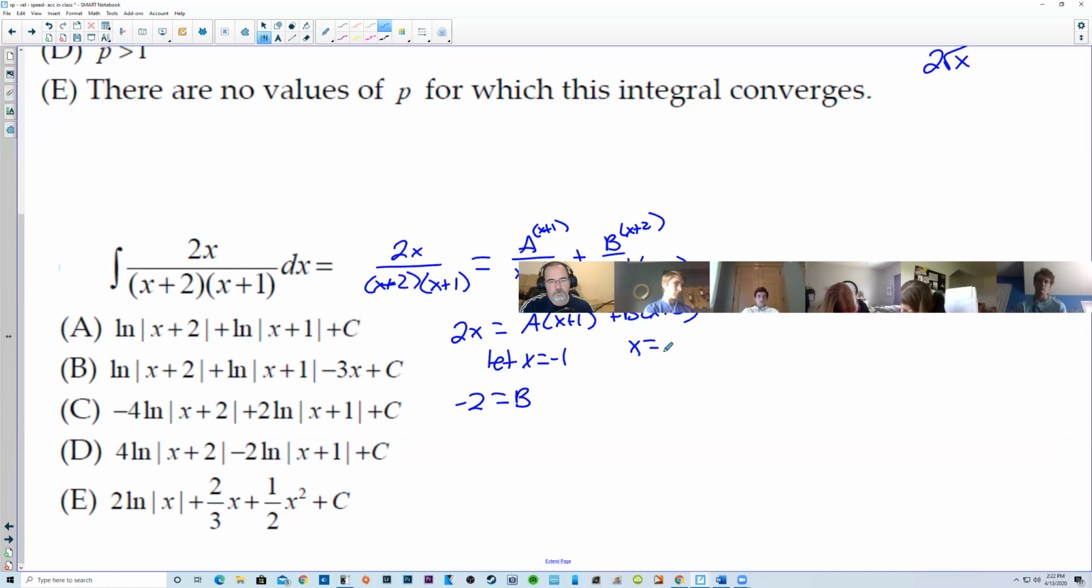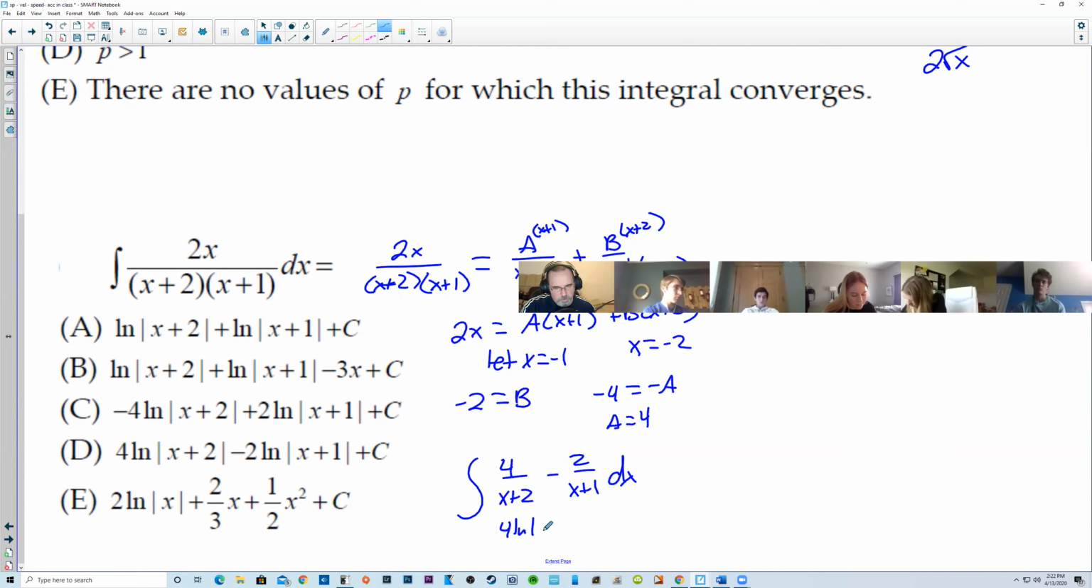And we're going to let x equal negative 2. So negative 4 is equal to negative A. So A is 4. Well, now the new integral is the integral of 4 over x plus 2 minus 2 over x plus 1 dx. Now we have 4 natural log of the absolute value of x plus 2, minus 2 natural log absolute value of x plus 1, plus c.